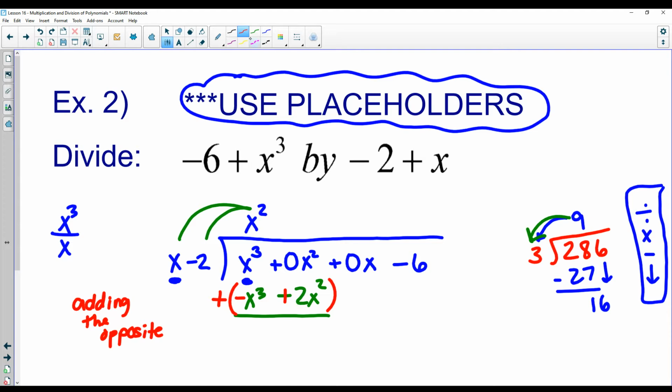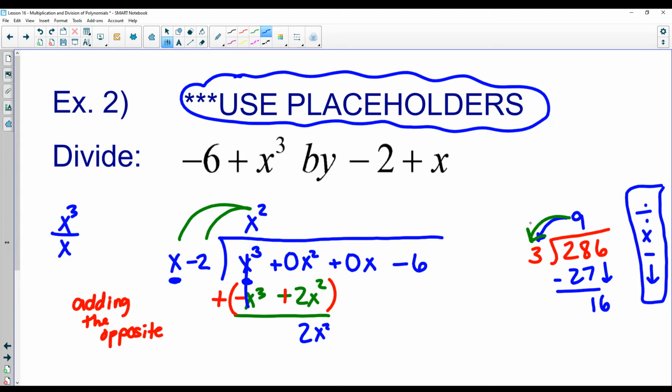So now let's add as we go down. So adding our x to the third terms, those cancel. Okay, so they cancel. You don't have to put a 0 here unless you want to. They just cancel, they're gone. All right, and my x squared terms add them up and I get 2x squared.